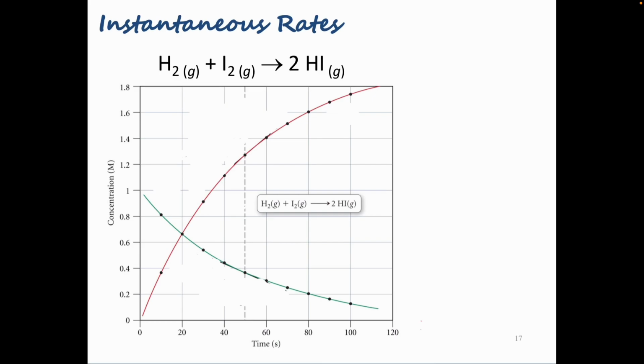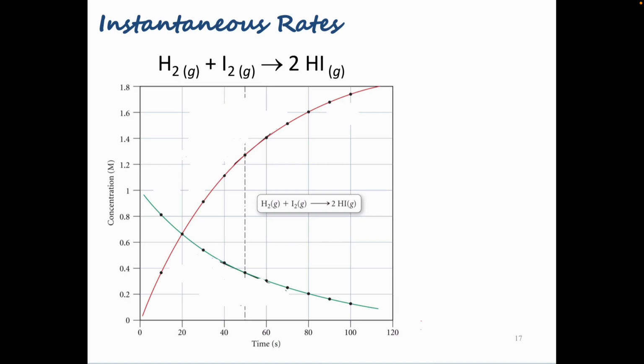So let's get started here. We're going to pick up where we left off last time, talking about kinetics, right? So this is how the concentration of species in a reaction will change over time. Here we have this reaction between hydrogen gas and iodine to produce HI, and we're looking at a plot of concentration versus time.